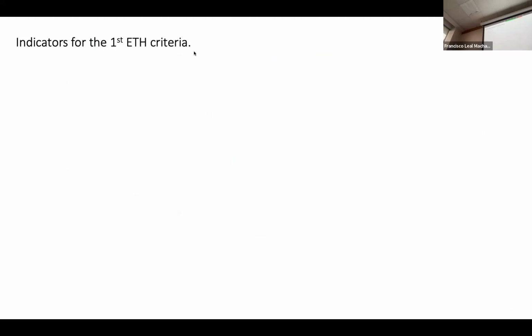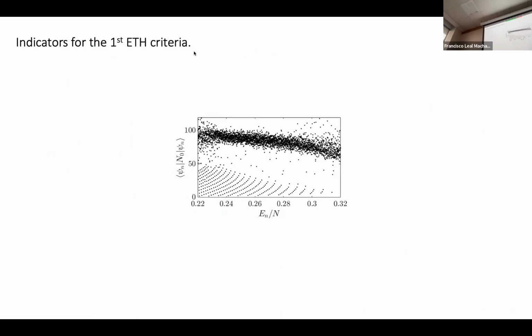So we will first look at some indicators for the first ETH criterion. Here are our expectation values. The first indicator that we look at is the support. The support is basically the difference between the maximum expectation value and the minimum expectation value. And we expect this support indicator to vanish to zero as the system size increases. Let me note that it is sensitive to outliers. So we set a fixed energy window as the system size increases.